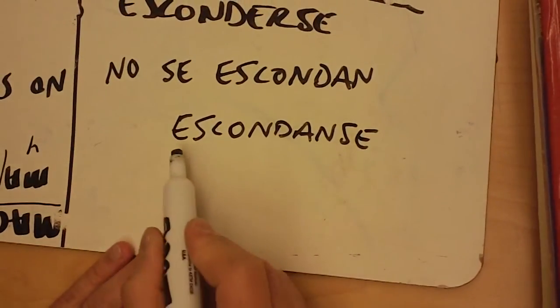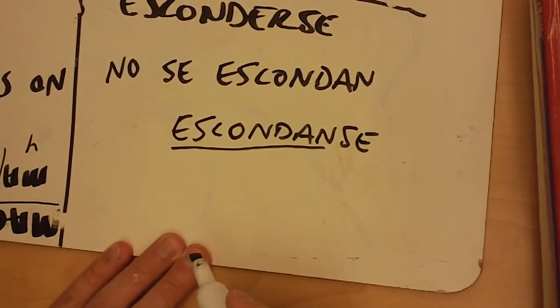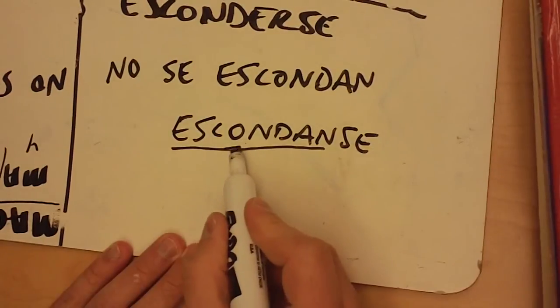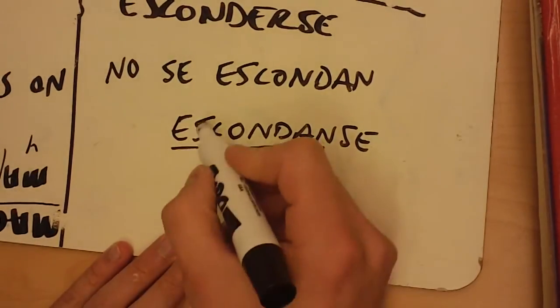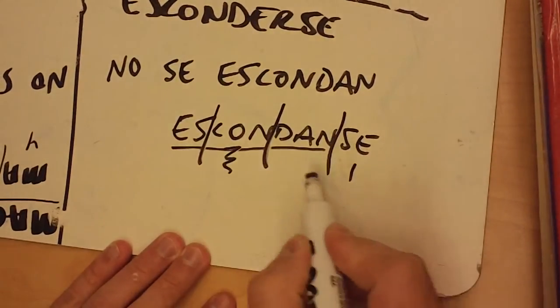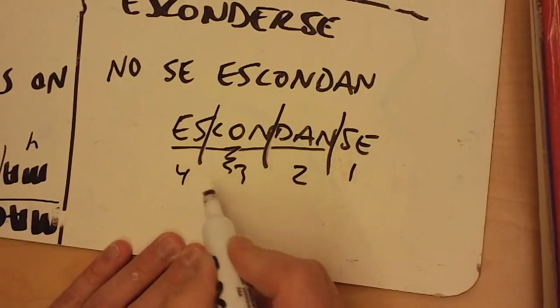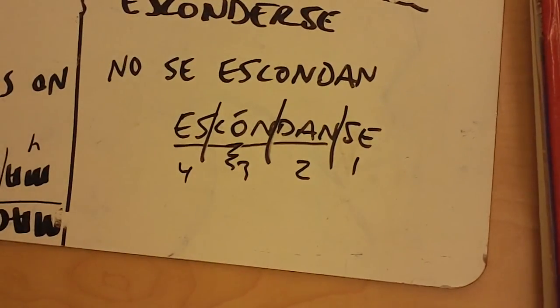Let's just pronounce this word first. Escondan, escondan. The stress is over that O right there. So it's on the third or more syllable back, so I'm going to put a written accent mark right there.